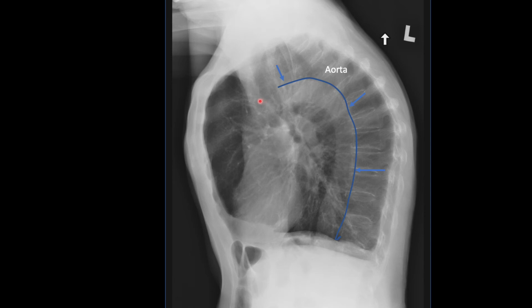Then we have the aorta. Again, you don't always see it as well as this. So the aorta, the ascending aorta comes up here. Then you have the aortic arch, and then the descending aorta comes all the way down. And sometimes the aorta can be very unfolded, and sometimes it can be very calcified. And again, remember that the aorta falls either over or anterior to the spine.